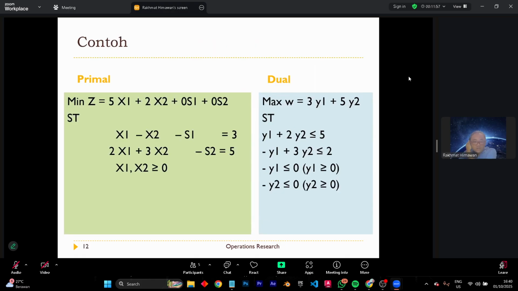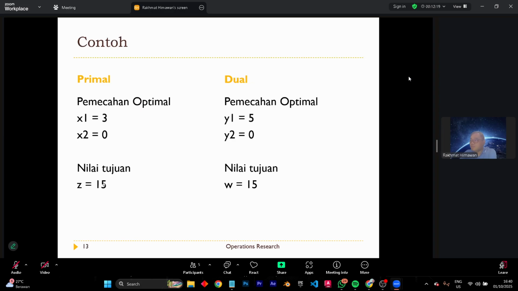So let's continue with the example now. This is the primal, and then it's made into a dual. We have this based on this primal. And if we solve each, we should have the same result. The Z is 15 and W is 15. If it's not the same, that means something is wrong.